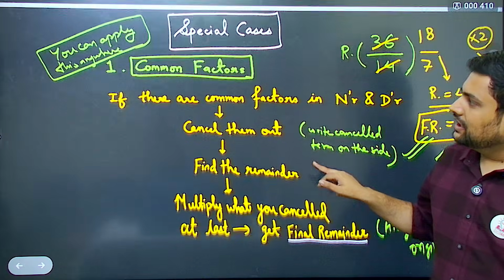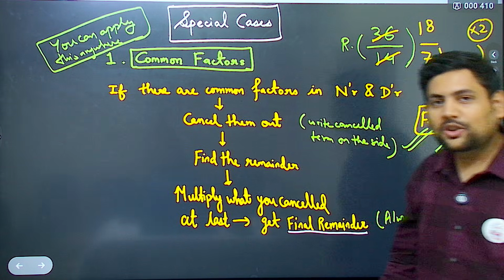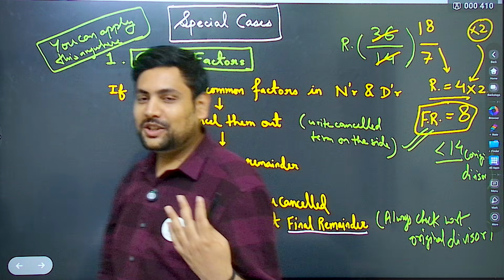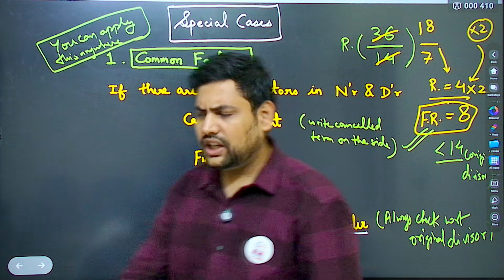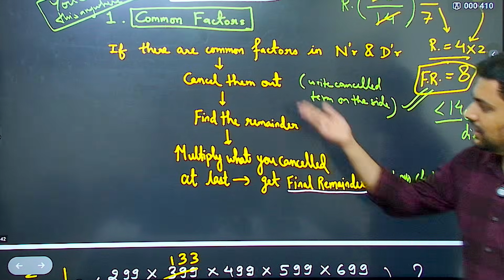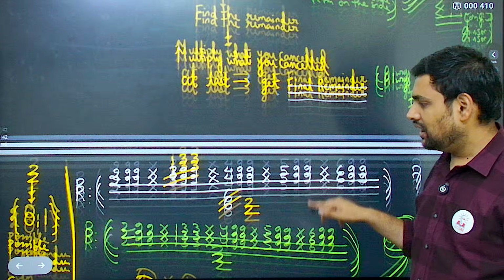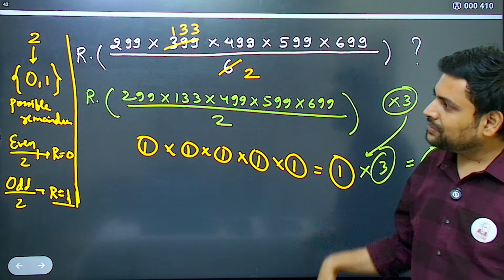Then special cases, common factors. If there is a common factor, what do you do? This you must remember. You cancel it out and then you introduce it at the last. Correct? So basically cancel them out and introduce at the last. This example, if you remember.